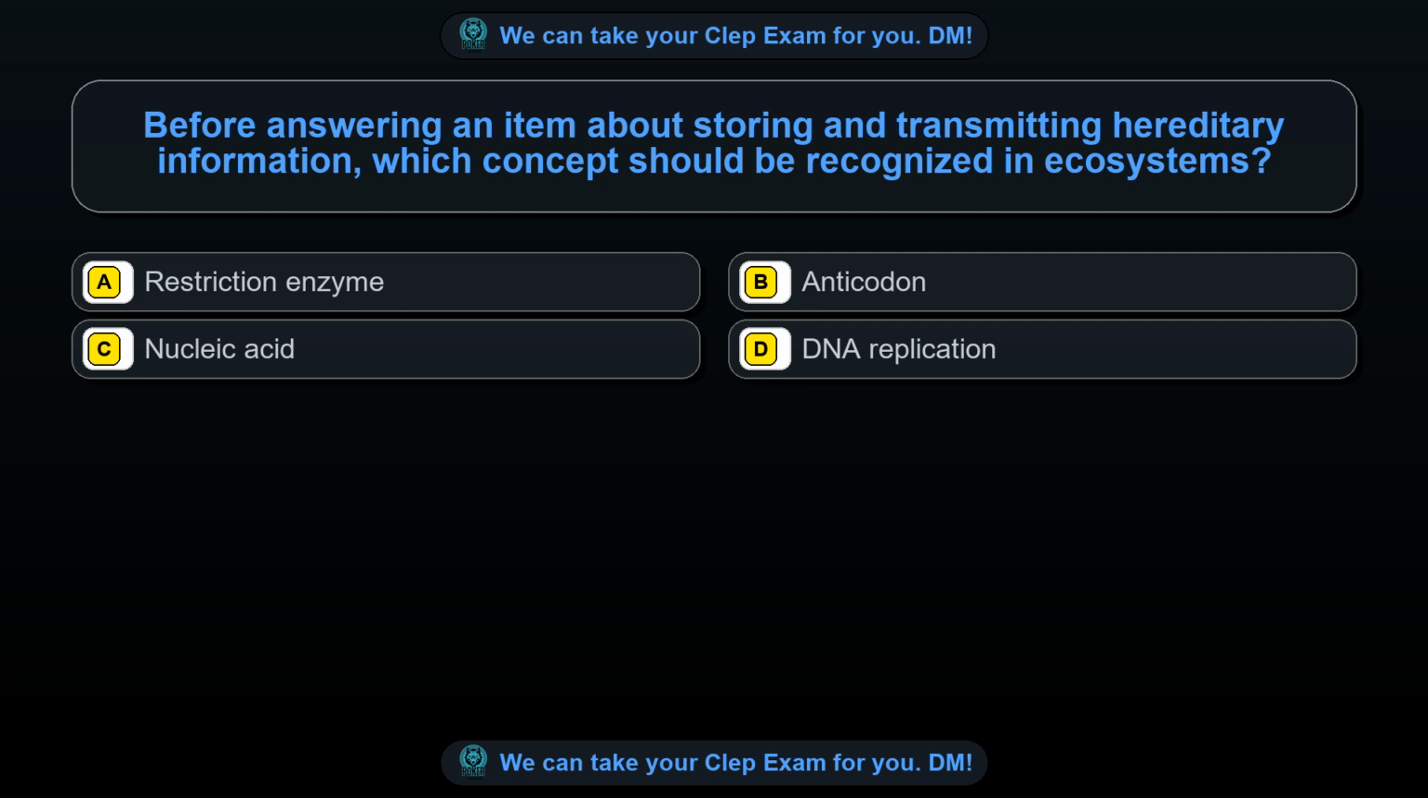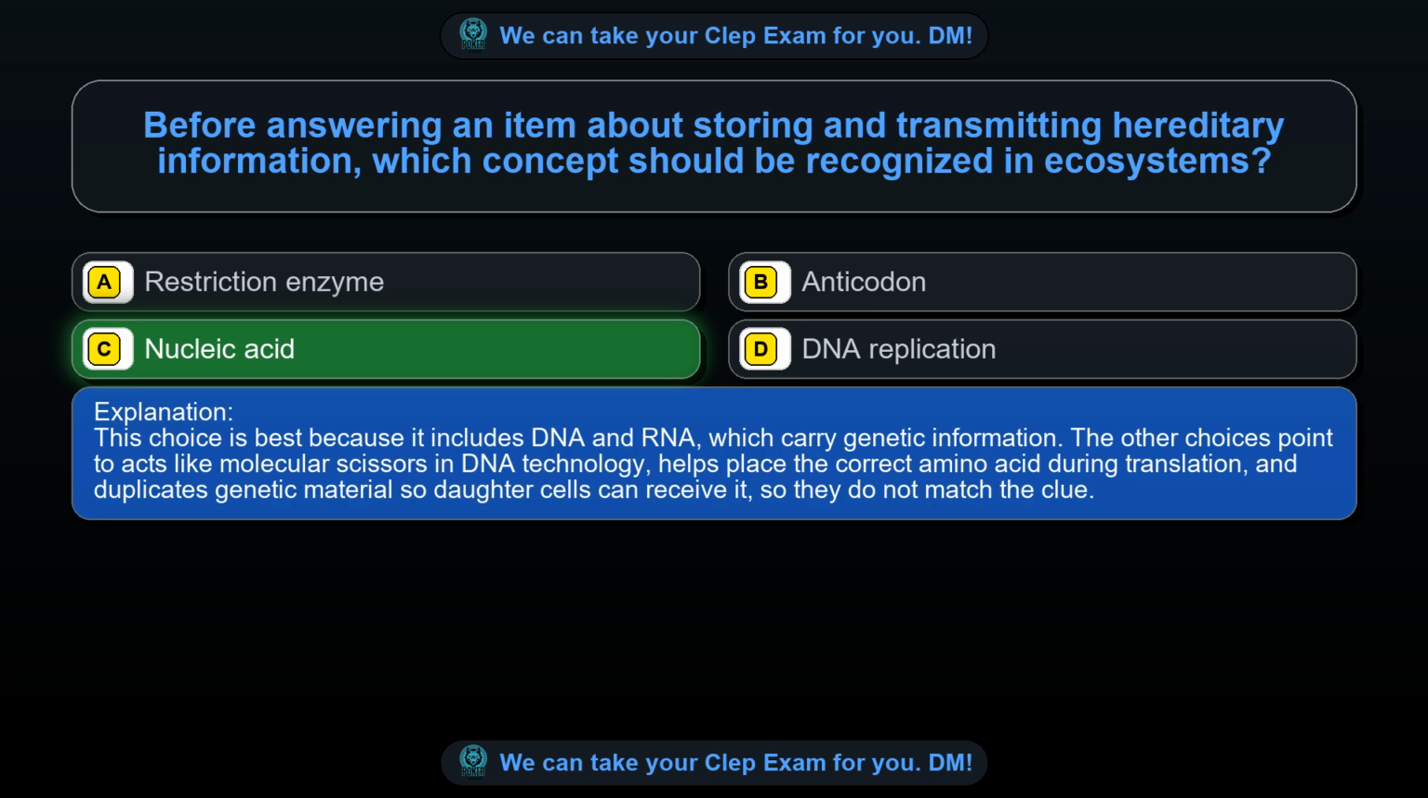Question 45. Before answering an item about storing and transmitting hereditary information, which concept should be recognized in ecosystems? Option A, restriction enzyme. Option B, anticodon. Option C, nucleic acid. Option D, DNA replication. The correct answer is option C, nucleic acid. This choice is best because it includes DNA and RNA, which carry genetic information. The other choices point to acts like molecular scissors in DNA technology, helps place the correct amino acid during translation, and duplicates genetic material so daughter cells can receive it, so they do not match the clue.